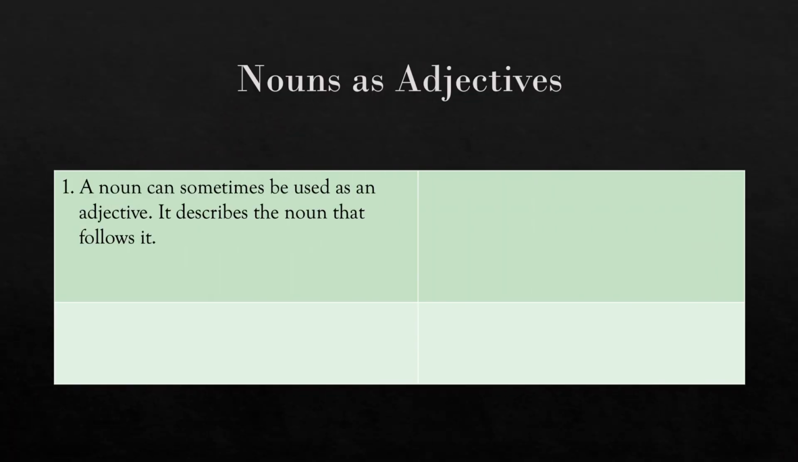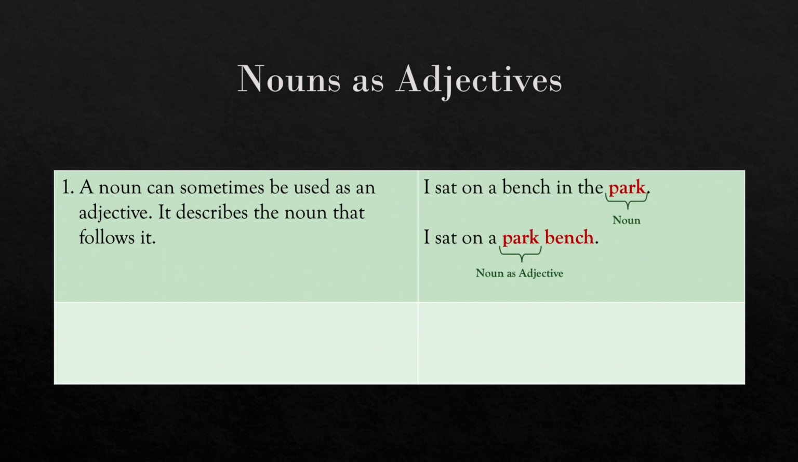But have you ever seen a word that seems to be a noun, but it's being used like an adjective? Here's some rules about using nouns as adjectives. Sometimes we use nouns as adjectives. In this case, they describe the noun that follows them. Like, another way to say, "I sat on a bench in the park," is to say, "I sat on a park bench." Here, park describes what kind of bench I sat on. A park bench. See how that works?